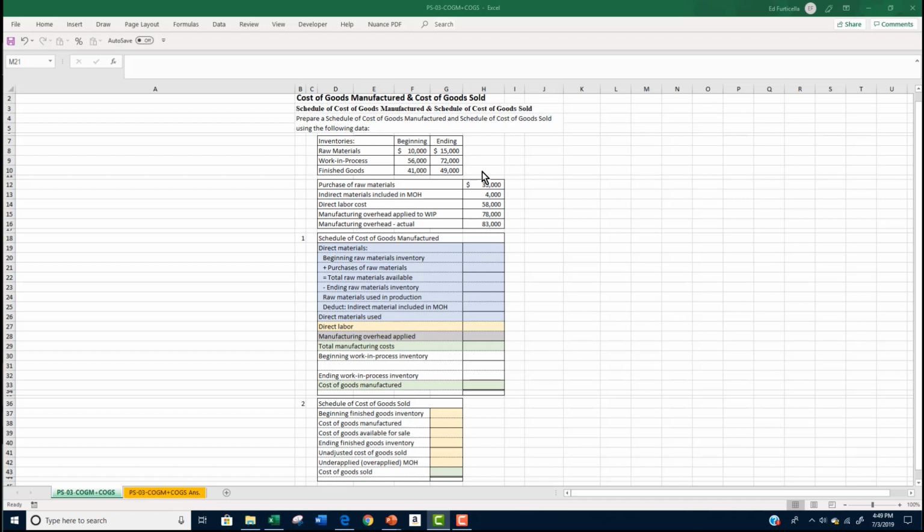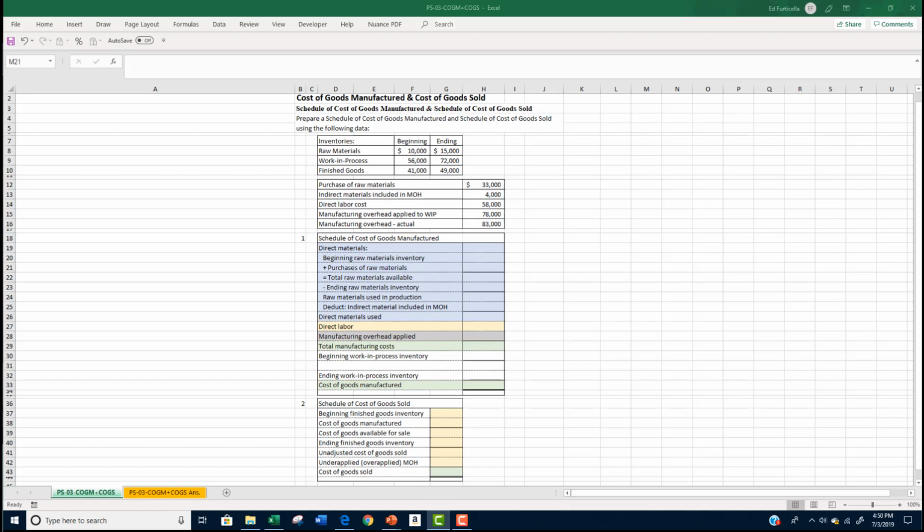In addition, you'll always get information related to the purchase of raw materials, whether any indirect materials are included in the manufacturing overhead, the amount of direct labor costs, and then you'll get information on how much manufacturing overhead was applied, in this case 78,000, and how much manufacturing overhead actually took place, 83,000. So you see right away that we are underapplied in this problem because the actual overhead was 83, the applied 78. We didn't have enough overhead this period.